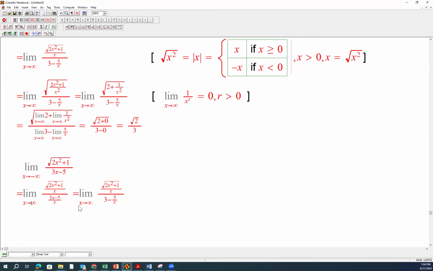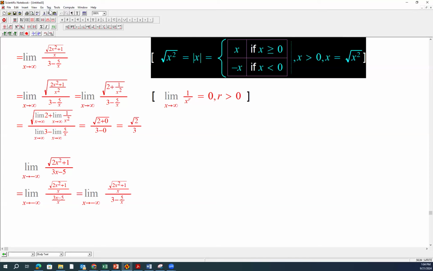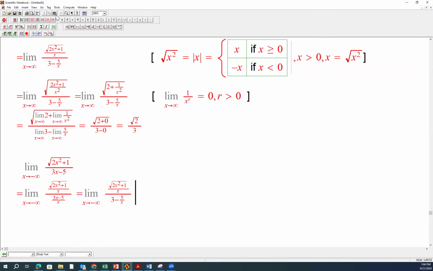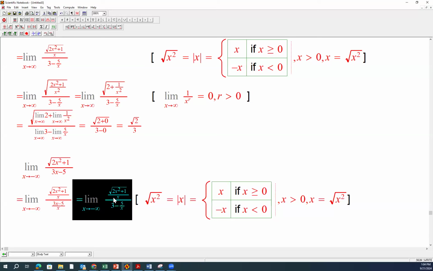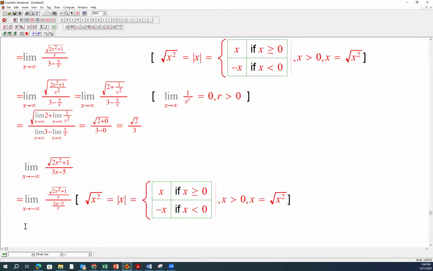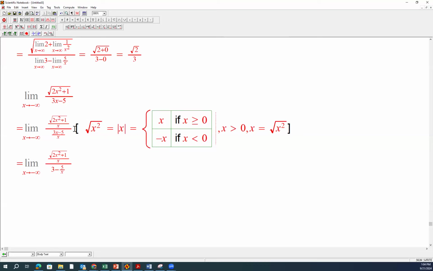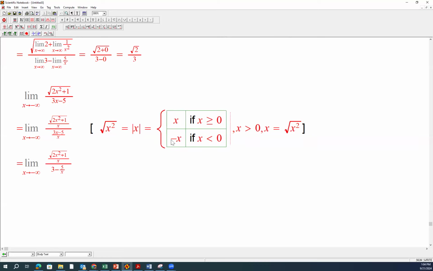Oh, sorry, this is a negative infinity. Sorry, this is a negative infinity. But in this case, because x is approaching negative infinity, so I'm going to bring this down here. Because x is approaching negative infinity, we're going to use this branch. So x is negative. So x will be equal to negative of the square root of x squared.